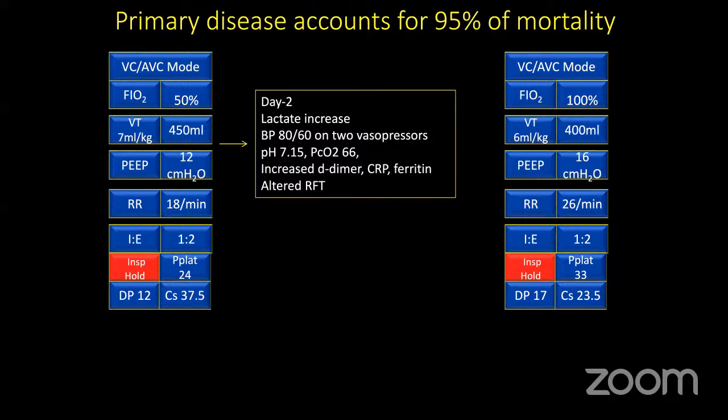So what you have to understand is you have done everything properly. The ventilation has been in a lung protective zone. But if you don't try to correct the cause, that is the fate of 95% of the patients. It is not how you ventilate. So this is what you have to understand. The underlying cause needs to be tackled.